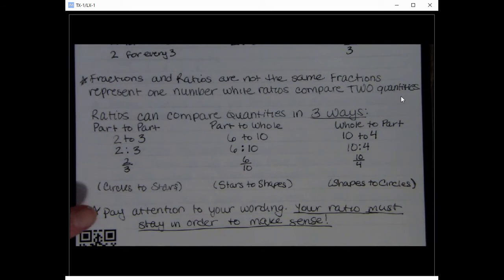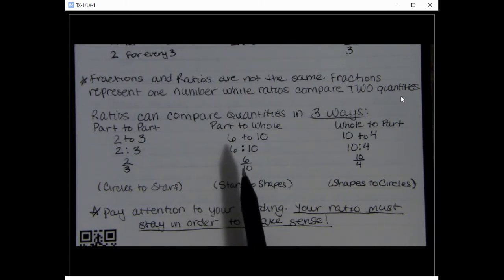This little star right here is the answer to probably a lot of your questions. So it says, pay attention to your wording. Your ratio must stay in order to make sense. So the way to tell if a fraction is a fraction or if it's a ratio is if there are words with it. So if it tells you what they're comparing, for example, stars to shapes, then we know that this is not a fraction and instead a ratio.